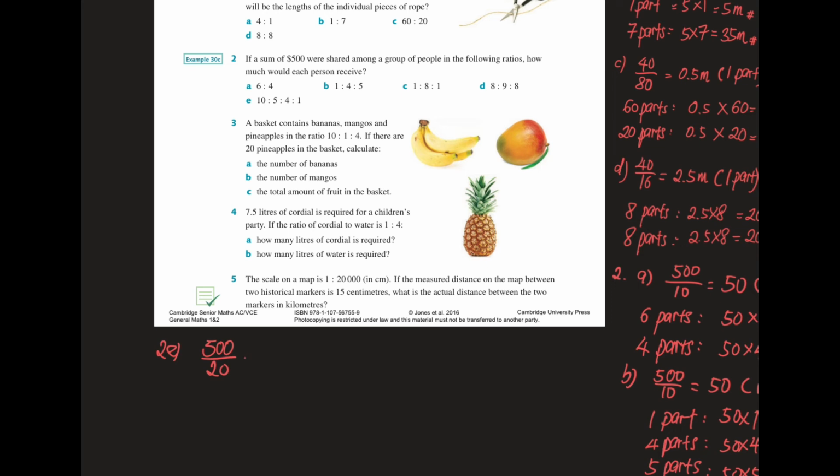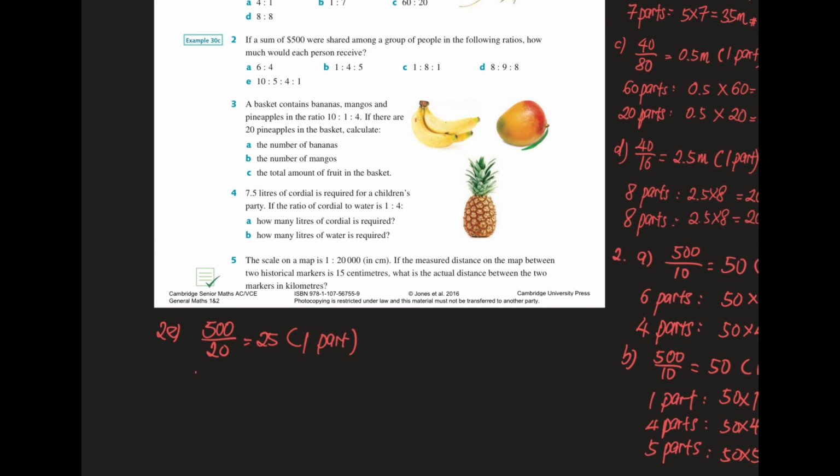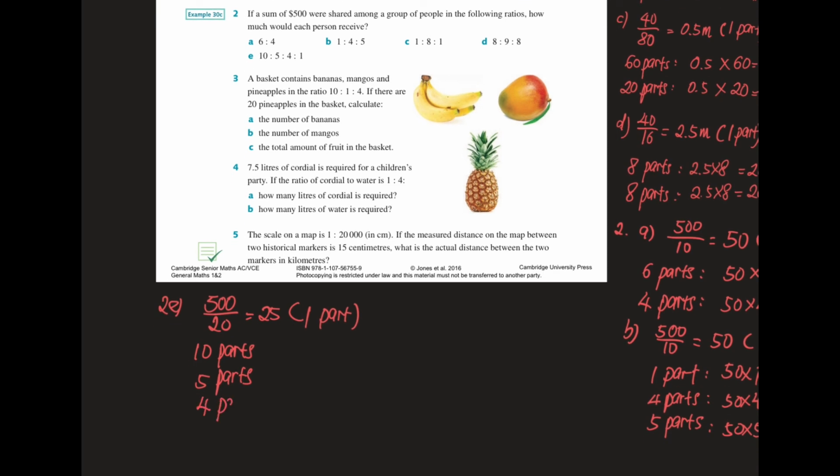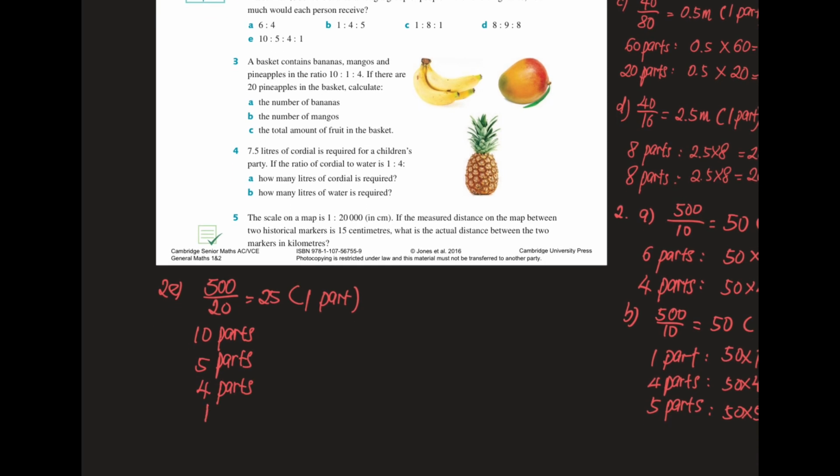Okay, so we have 500 divided by 20 parts, so we get 25. That represents one part. And after that we have 10 parts, 5 parts, 4 parts, and 1 part.